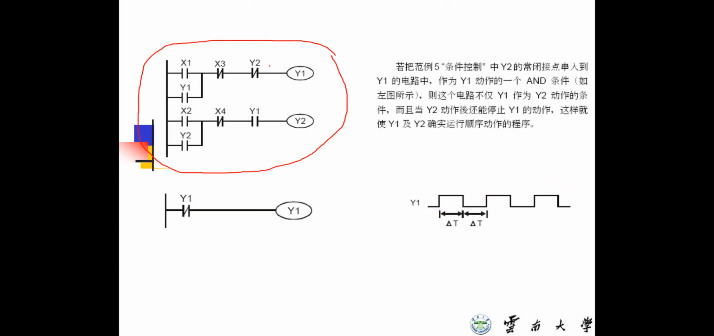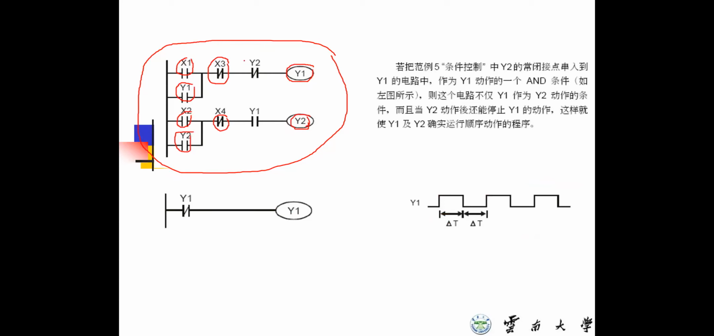And I will discuss this example. As we know, Y1, what is this? It's the start button for Y1. And this is the stop button for Y1. And this is the hold for Y1. And this is the start button for Y2. And this is the stop button for Y2. And this is the hold for Y2.